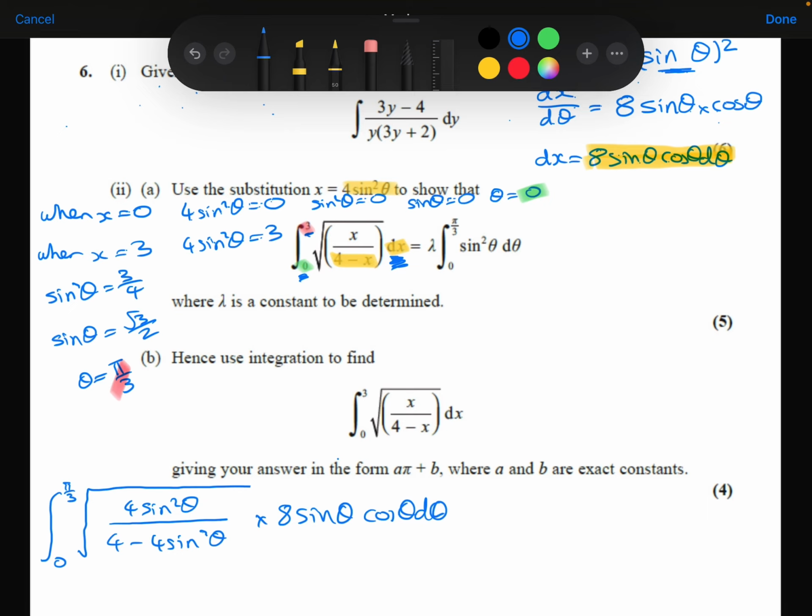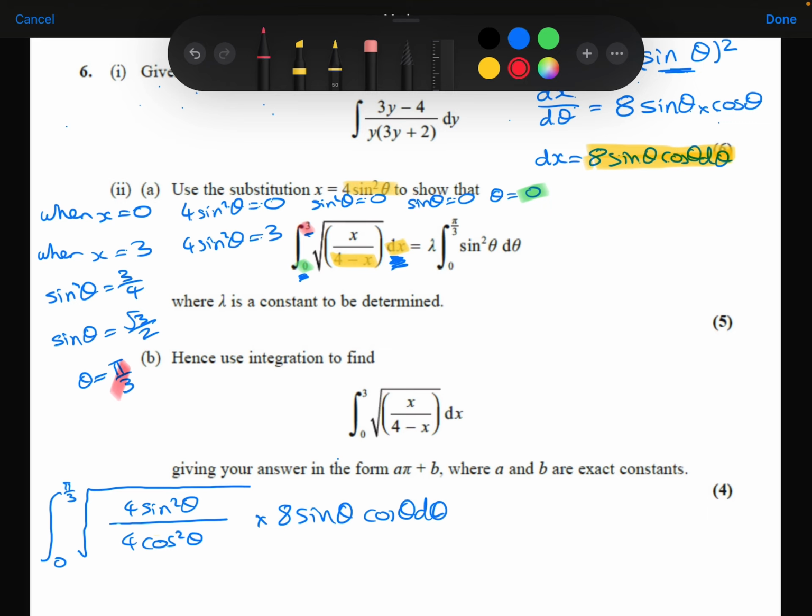Right, now let's try and simplify this a little bit. The denominator, I've got 4 minus 4 sine squared. I could factorise 4 outside of that. If I factorised 4 outside of that, it would look like this: 4 lots of 1 minus sine squared. The 1 minus sine squared is then going to become cos squared. So I can replace that 1 minus sine squared with cos squared, so my denominator just becomes 4 cos squared.